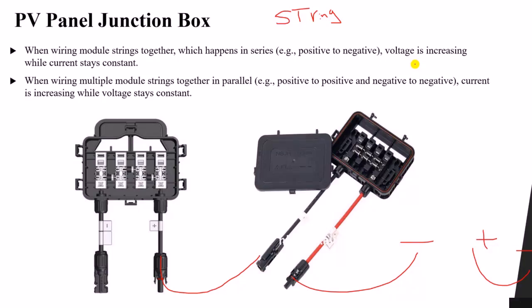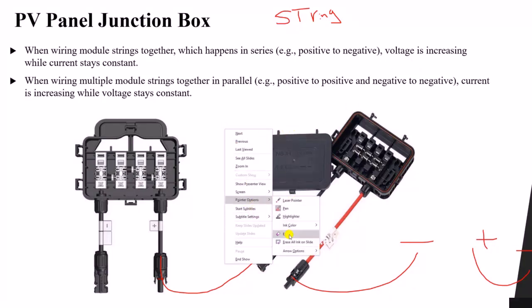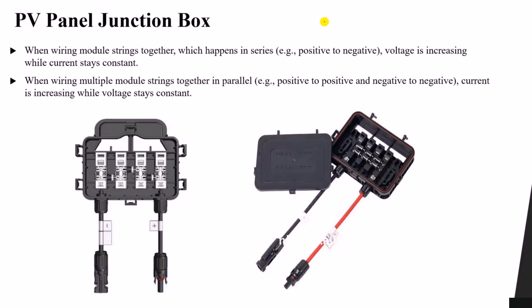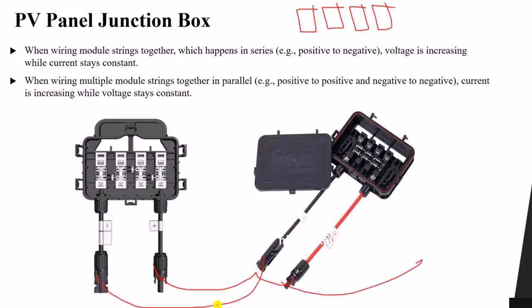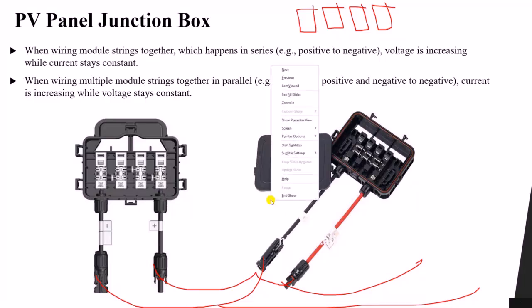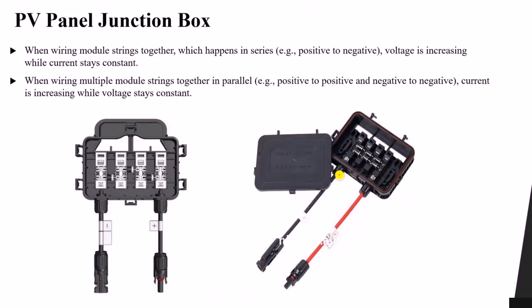But keeping the current constant. And we said that when we have strings and we would like to form an array, which is a group of strings parallel to each other, we need to connect positive with positive like this, and the negative with negative. Then we take this terminal and this terminal to have our panels. Okay, the idea is connecting positive to positive, negative to negative, as they are in parallel. Okay, now let's see how a PV panel junction box looks.